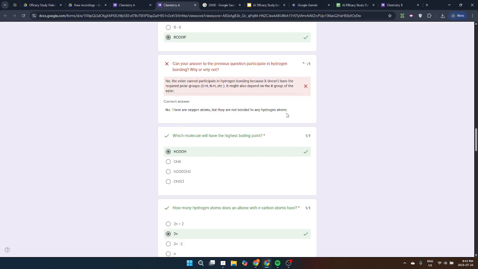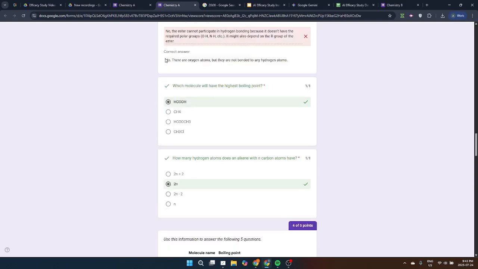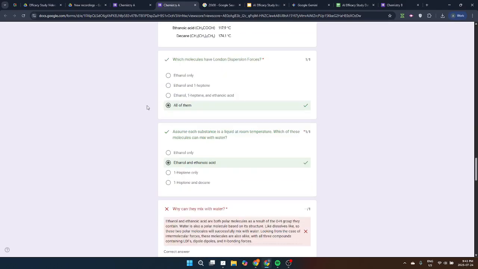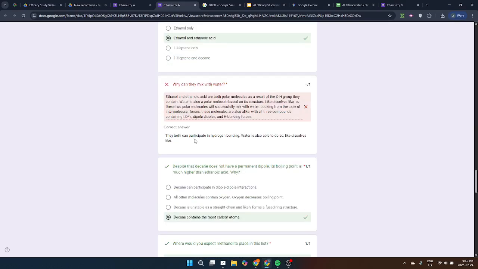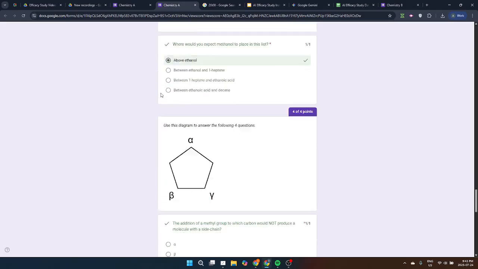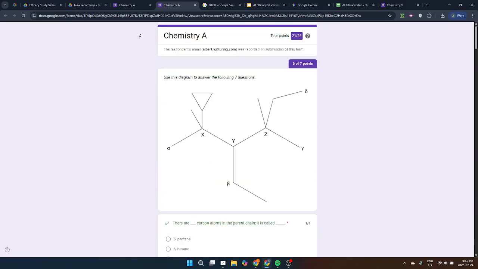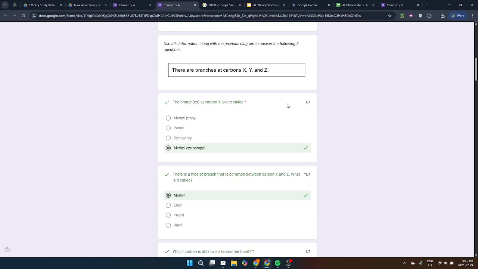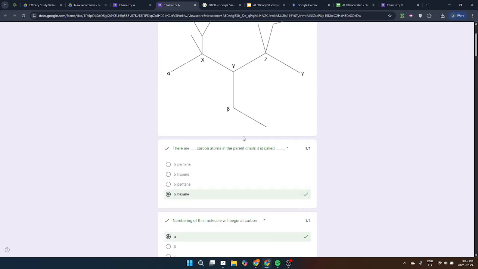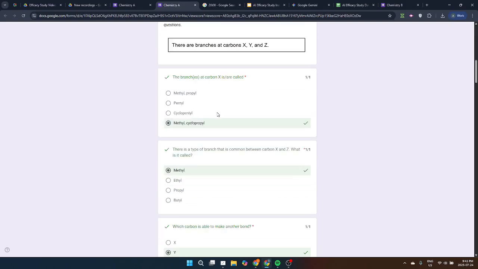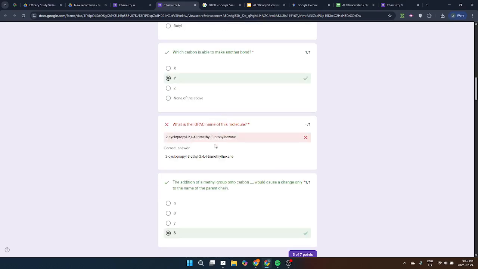Okay, maybe we get these. No, not bonded. Yes. I think this should be marked right. Why can they mix with water? Both participate in hydrogen bonding. Yes, like dissolves like. Okay, so I think I should get that marked too. Okay, so what is that? 23? Wow, that's such a shame. What a stupid mistake for this molecule. Ethyl instead of propyl.